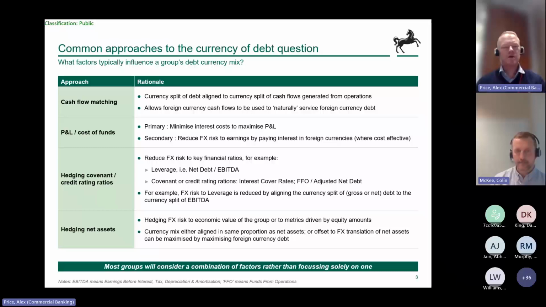Can I just dive in there with a bit of personal experience? Just coming back to that hedging covenant ratios, particularly net debt to earnings or net debt to EBITDA, as you said there. I've seen in the past, it's not necessarily just about protecting covenant ratios that you have in your RCF or with your banking group, but sometimes it can also be a marker for your investor base in terms of how investors think about the value within the company.